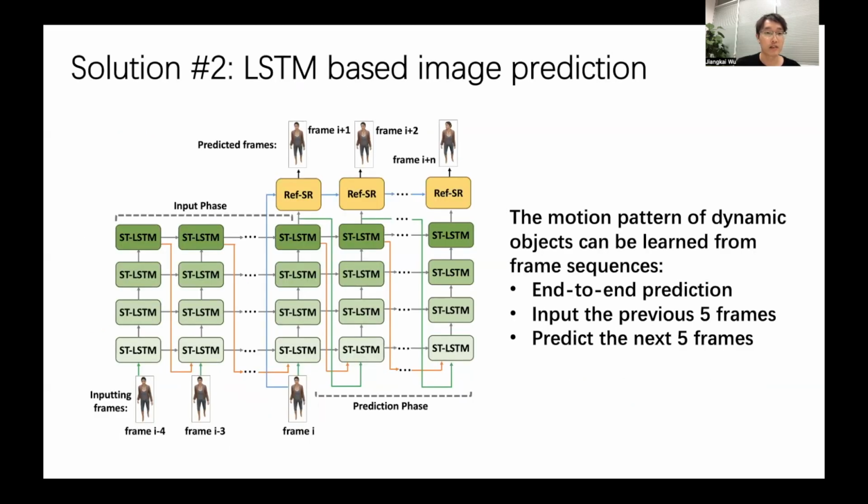We observe that the motion pattern of dynamic objects can be learned from frame sequences. So an LSTM model is proposed to deal with dynamic objects. The model architecture is shown in the figure. By inputting the previous 5 frames, the model can directly predict the next 5 frames in an end-to-end manner.